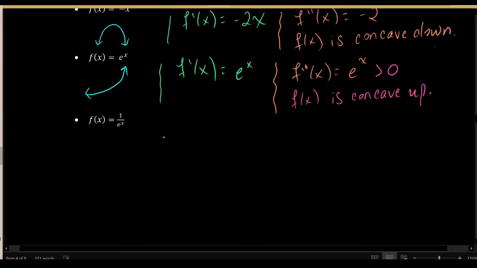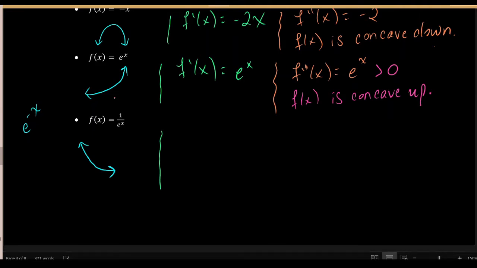But what if I did 1 over e to the x? 1 over e to the x is equivalent to e to the minus x, and so it's a horizontally flipped version of e to the positive x. It's coming down, looks like this. If I then take the derivative of 1 over e to the x, at this point we're going to need to use quotient rule. We will very soon see an easier way to calculate f prime, but right now the only technique that we have is quotient rule.